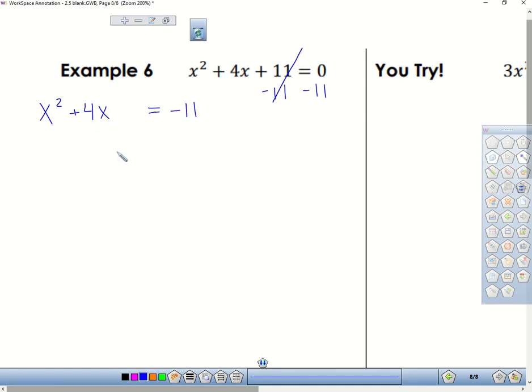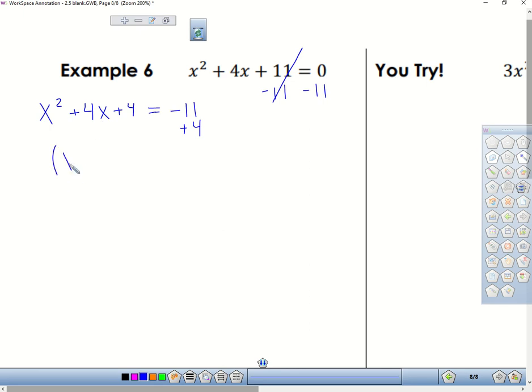So what's half of 4? 2. What's 2 squared? 4. We added a 4 to one side, so we have to add a 4 to the other side. Wait, how did you get 4 in? Half of your b term, squared.